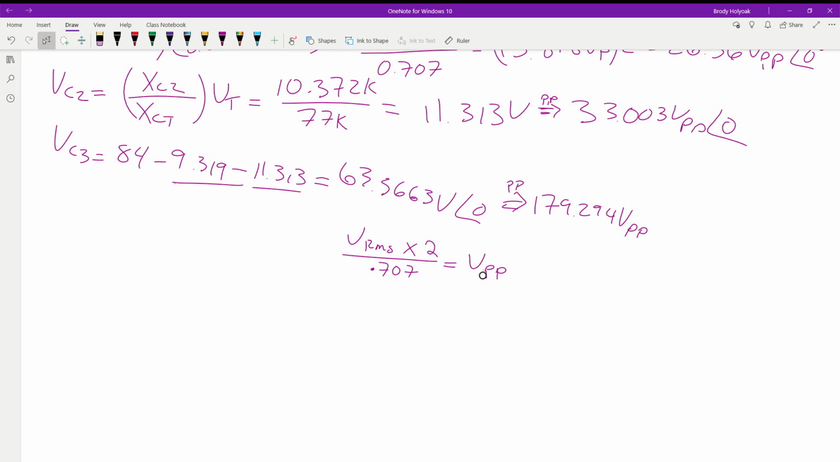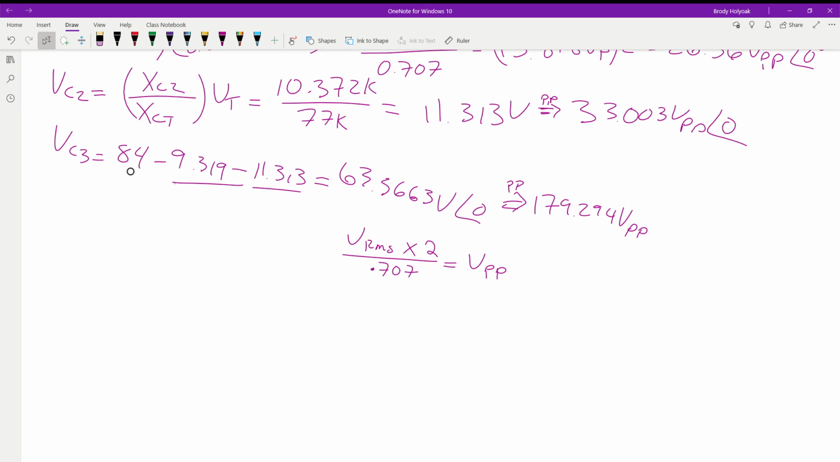Unless that comes up really bad, it's not in peak to peak. What's up there is 179 and I'm at like 20. Oh, you took the peak to peak voltage values away from the 84.